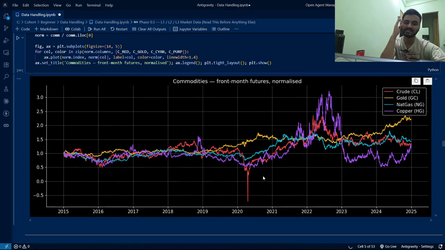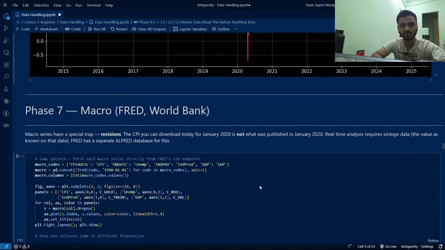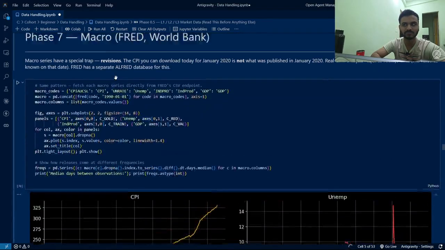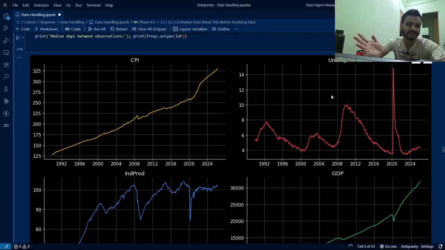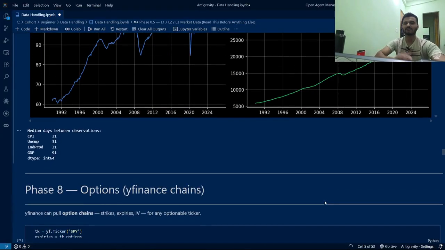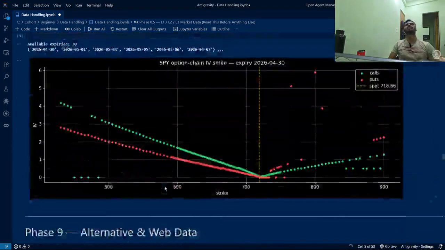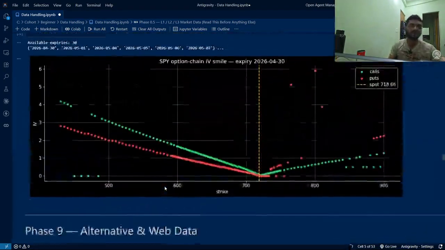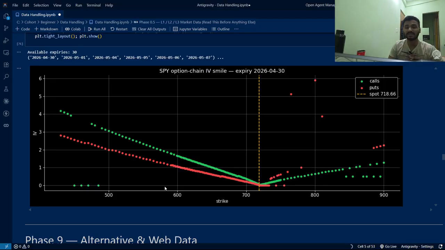And this crash was actually there. Crude did go negative in 2020. If you want to check it out, it was a crazy thing. Now it's your phase 7, macro: FRED and World Bank, unemployment rate, CPI rate, GDP growth, right? Then you've got your options, using Yahoo Finance chain and others. This is your IV smile.